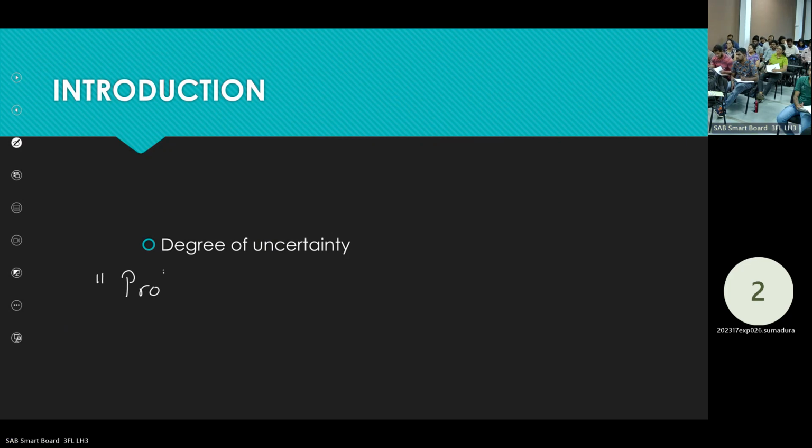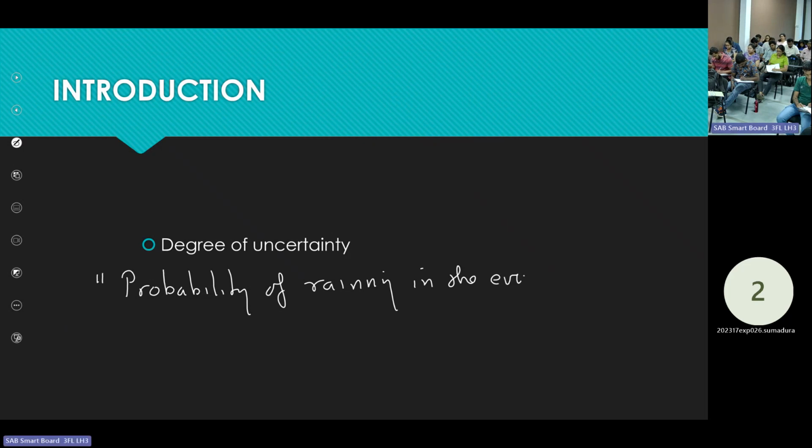Probability of raining in the evening is 0.75.